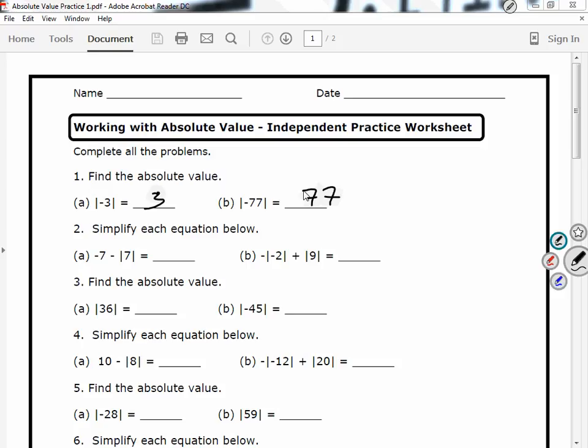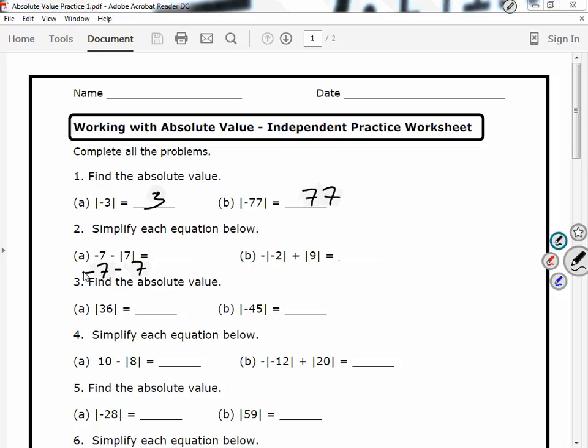Then I move on to a little bit more. Let me take a look at 2a. That was going to look like negative 7 minus 7. If I look at the second one, the absolute value of 7 became 7, but I'm writing it as a negative because there's a negative sign on the outside. If the negative sign was on the inside, I would have written it as positive 7. But because the negative sign is on the outside, I write it as a minus 7.